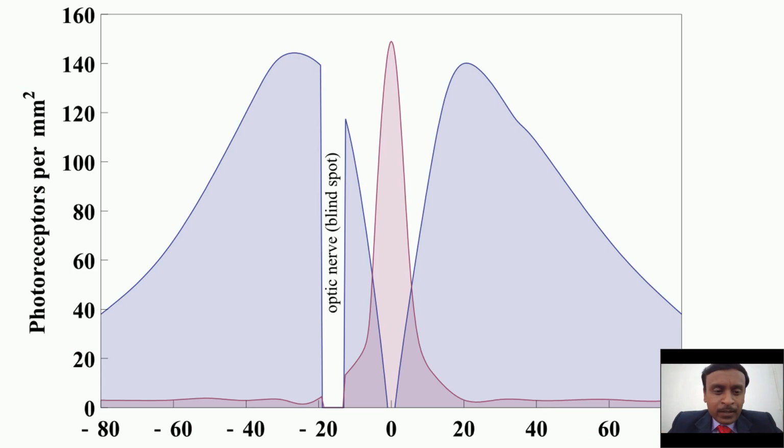This graph shows how photoreceptors are distributed inside the retina. You will find the response of rods, which is at 0 degree, close to the optic nerve. The response is shown in pink color, and the distribution of cones is shown in blue color. They are many in number, varying in distribution from around minus 80 degree to plus 80 degree. You will find a blank spot, called the blind spot, at around minus 20 degree, because of the presence of the optic nerve, so there are no photoreceptors in this region.